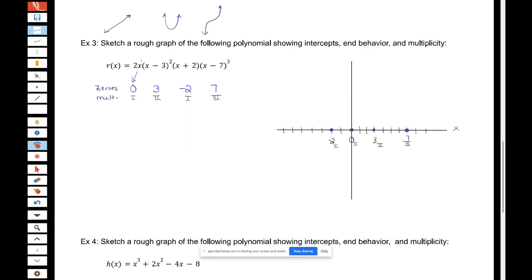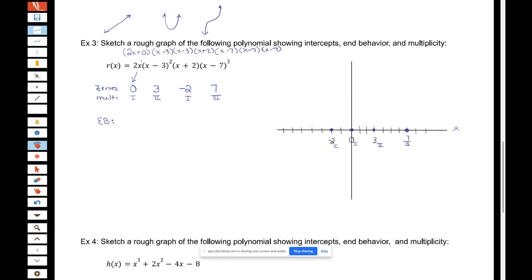Okay, now we need our y-intercept and our end behavior. We know our end behavior comes from the actual polynomial foiled out. It comes from the first term. So if you were to FOIL all this out, which I do not recommend doing, it'll be very cumbersome. But at some point you have 2x plus 0 times x minus 3 times x minus 3 times x plus 2 times x minus 7 times x minus 7 times x minus 7, which you're not going to have to write out after you see how it's done the first time.